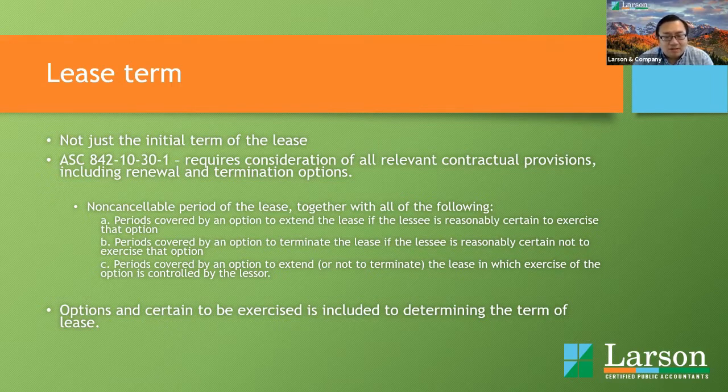A good example of that would be, if there's a space that you're going to be leasing, it's a prominent space that most people know of, and you're most likely not going to be moving to another space, or there's not likely another space for you to use for your operations, then you probably need to consider what is reasonably certain that you're going to exercise those options. If it's going to be 2 more years and 4 more years, those 4 more years will need to be included in your initial term of your contract. Options that are certain to be exercised are included in determining the term of the lease.